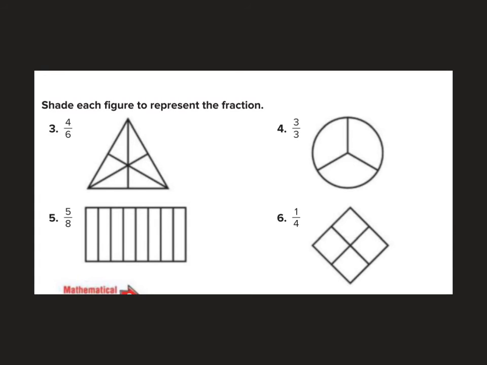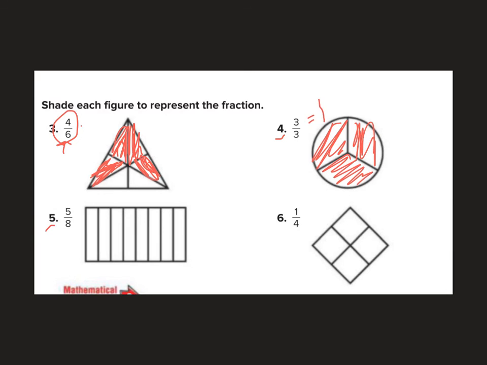All right, so here it asks us to shade each figure to represent the fraction. So I have 4/6 here. So that means I need to shade in 4 out of 6. Well, let's see, 1, 2, 3, 4, 5, 6. Okay, I have 6 total pieces, so I need to shade in 4 of them. 1, 2, 3, 4. So I have now shaded 4 out of 6 total pieces. This one asks me to shade all 3 pieces, 3 out of 3 pieces. So that means that 3/3 is actually equal to 1 whole shape.